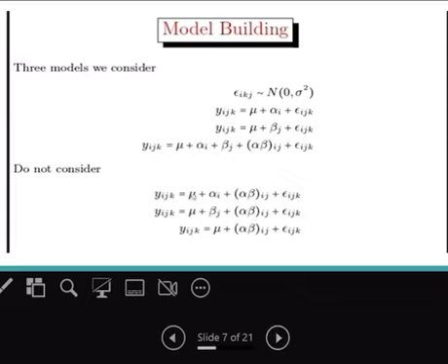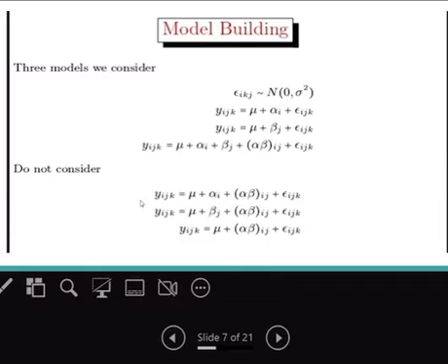I'm talking about this one now, the y_ijk, number one in do not consider. You can say an interaction, but you are only considering the main effect of a factor. You are not considering the main effect of the second factor, but you are considering the interaction. It doesn't make sense. That's why you shouldn't consider that.